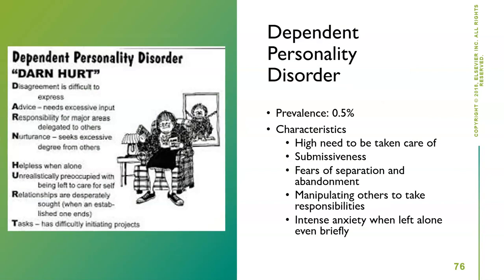Dependent personality, this is an easy one because it's what it sounds like. They have a high need to be taken care of. They're submissive. They're clingy. And that creates this fear of separation. It's a personality-wise separation anxiety. They will manipulate others to take care of them. They're going to get upset if their spouse has to go to work.